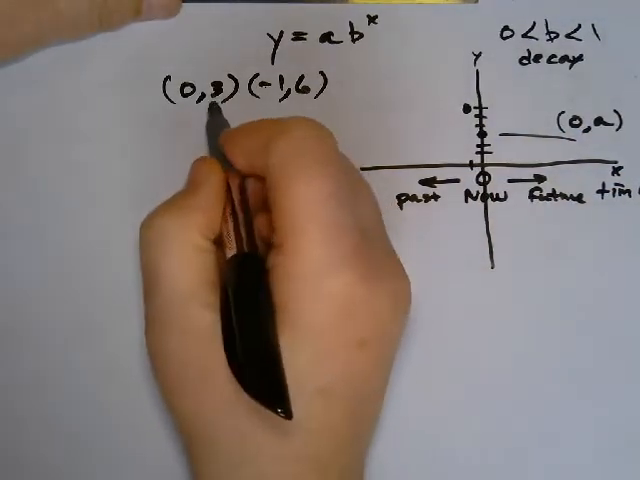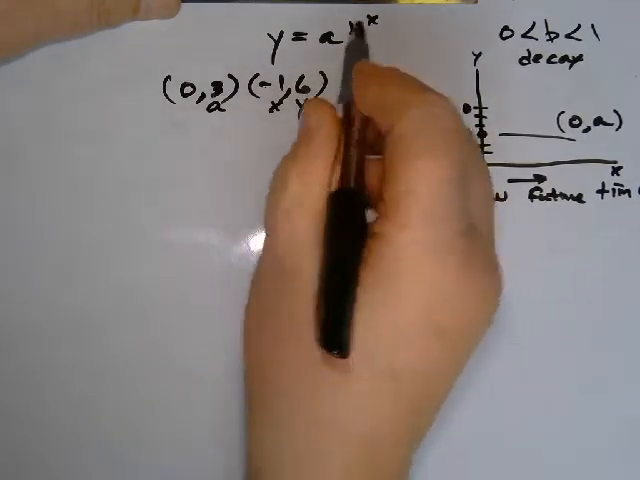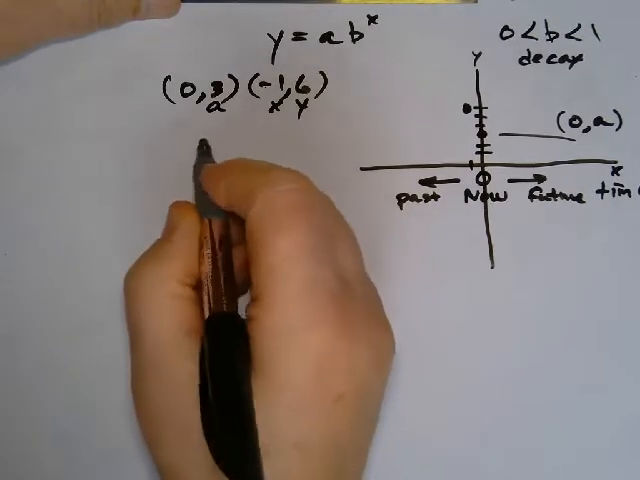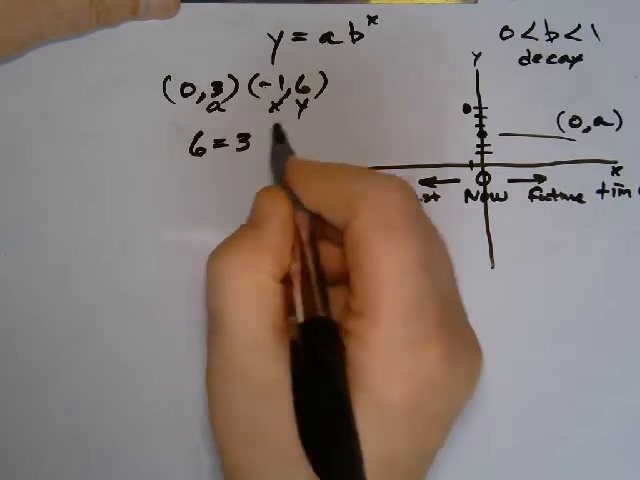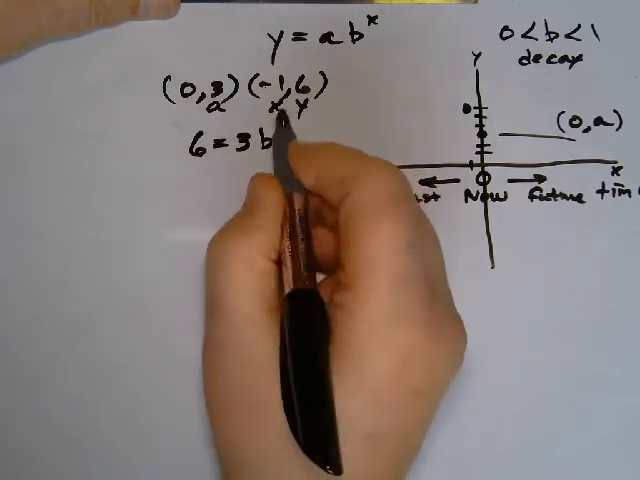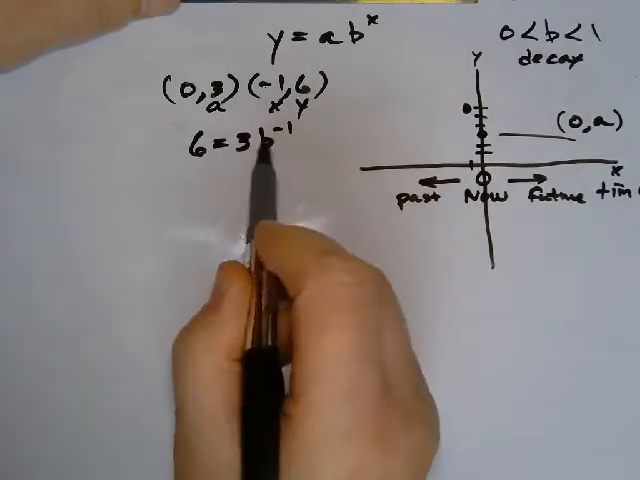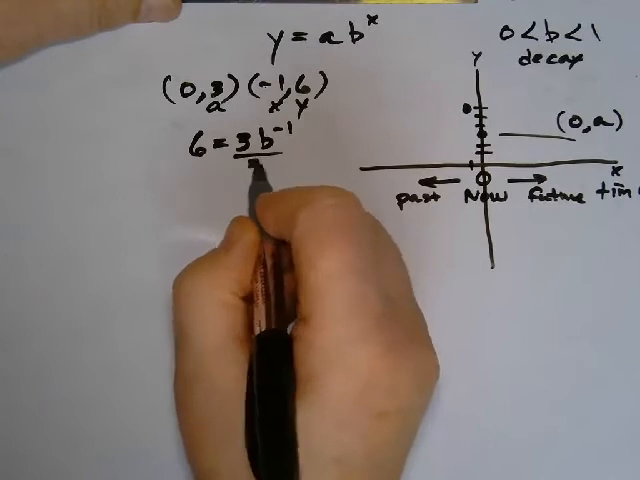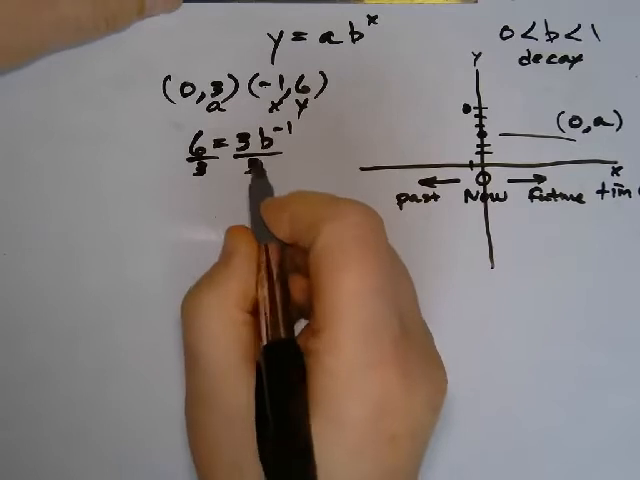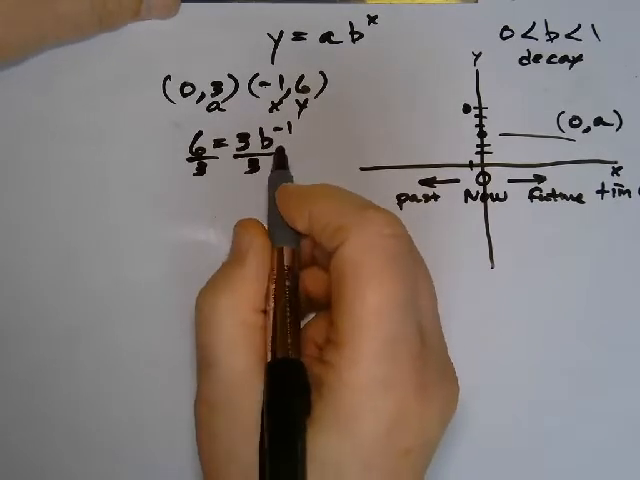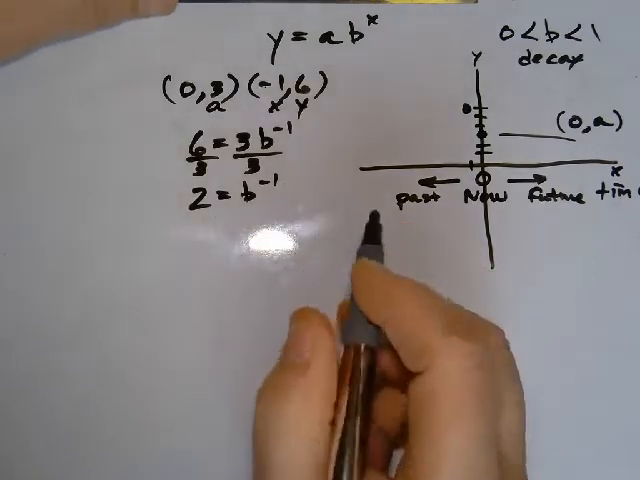Well, what we're going to do is we're going to put this value in for a, and these two values happen to be x and y. We're going to stick those in there as well. So the y value here is 6, a is 3. We don't know the base, but we know x is negative 1. Now to solve this, we need to find b. We're going to solve this by starting by dividing by the a value, in this case 3. We always start that way by getting this divided by the a value. So we get 2 equals b to the negative 1.